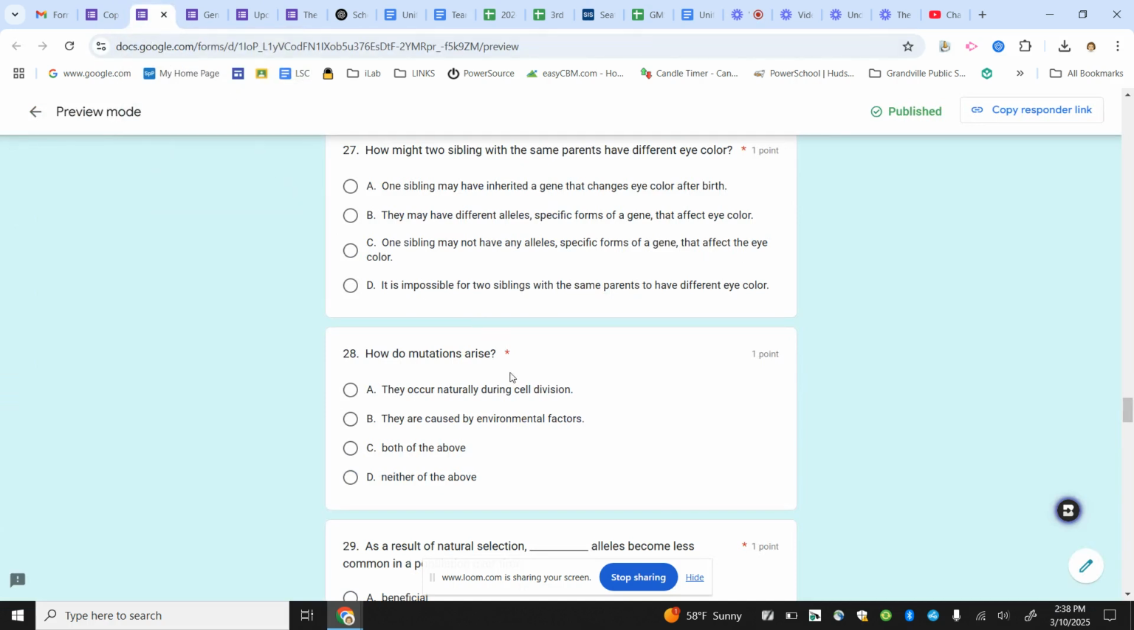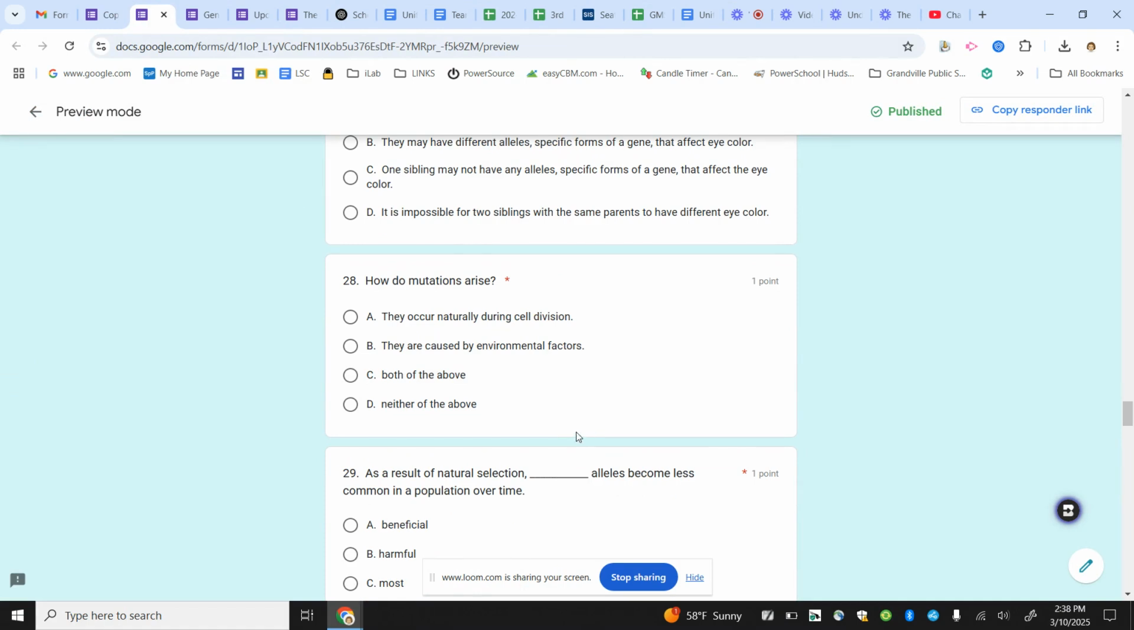Number 28, how do mutations arise? A, they occur naturally during cell division. B, they are caused by environmental factors. C, both of the above. D, neither of the above.